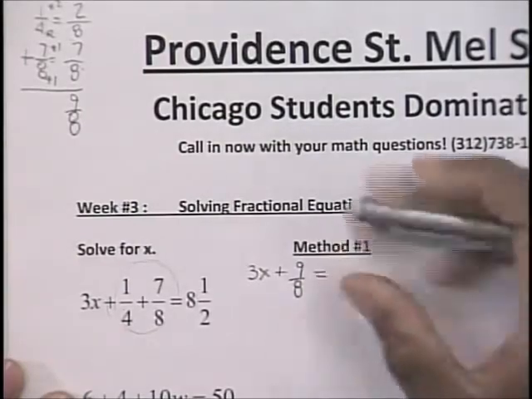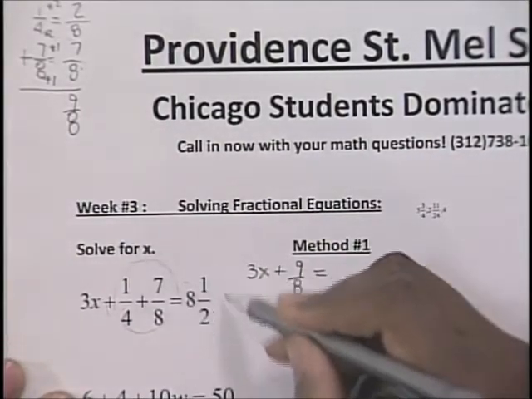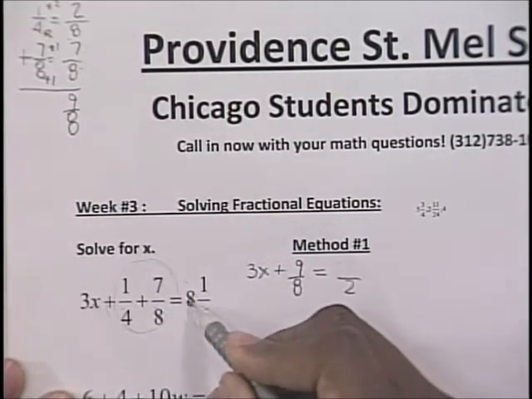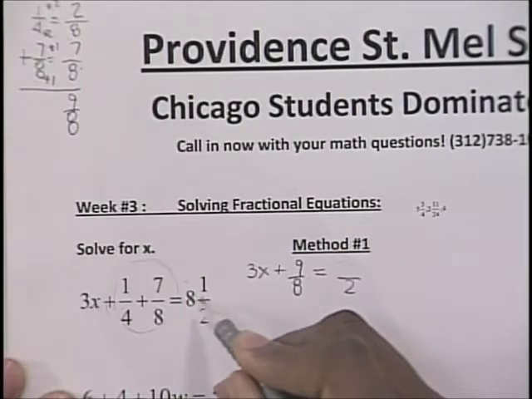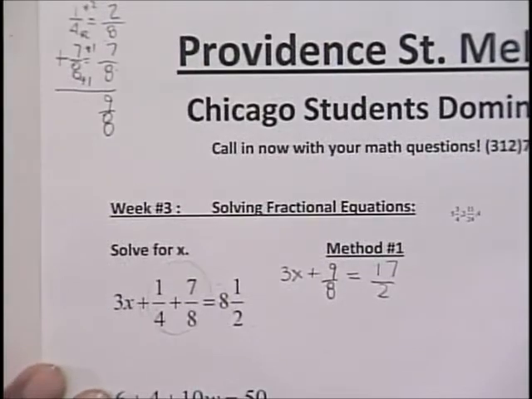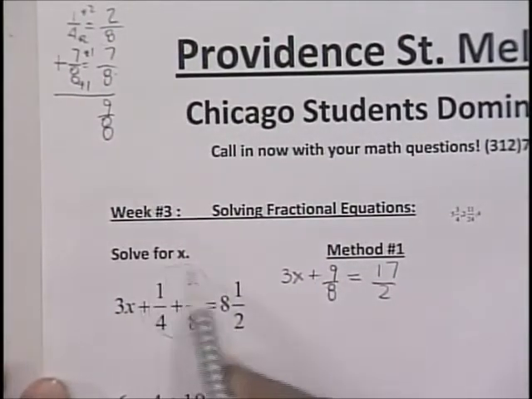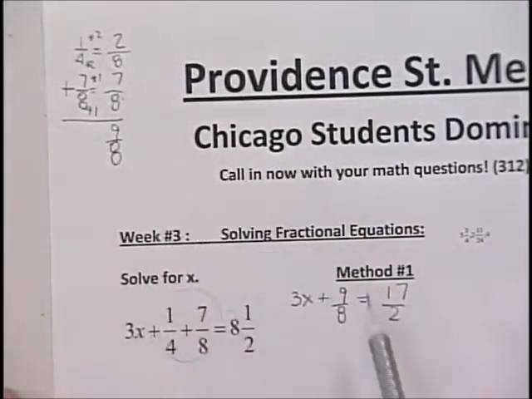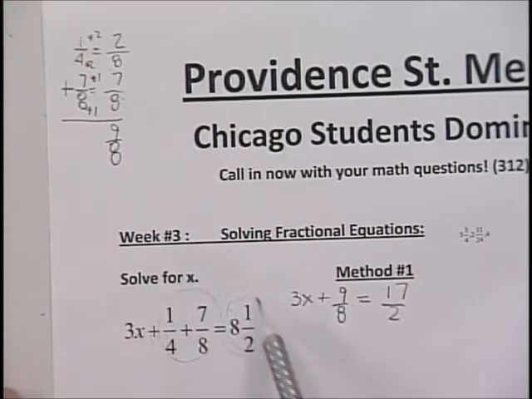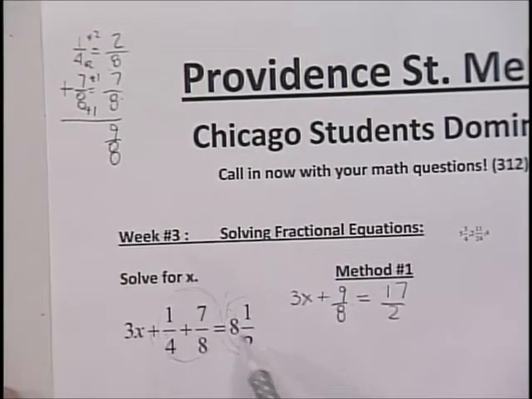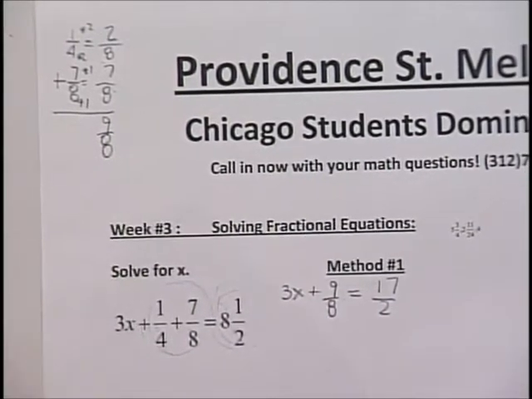Another way we talked about last week to write 8.5 is to keep the denominator of 2 and multiply the 8 times the 2. You get 16. You add the 1 and you get 17 over 2. So just a little recap. We combined these two like terms and added them together. We got 9/8. And then we wrote 8.5 in a different way, as an improper fraction. Denominator of 2. We multiplied 8 times 2 to get 16. You add 1 to get 17.